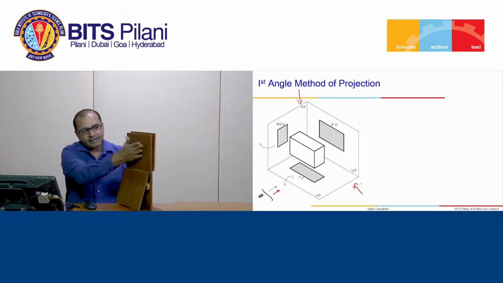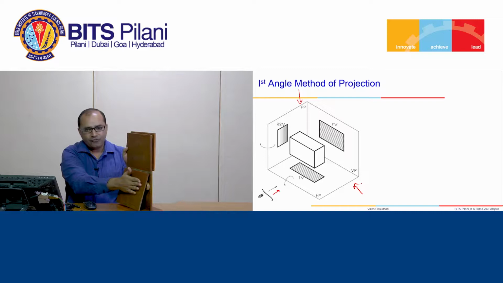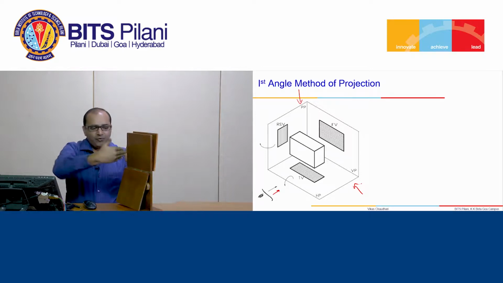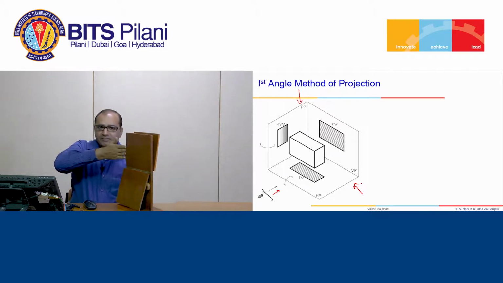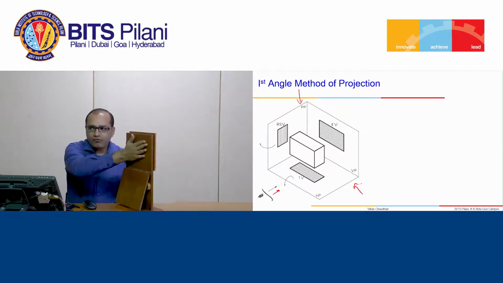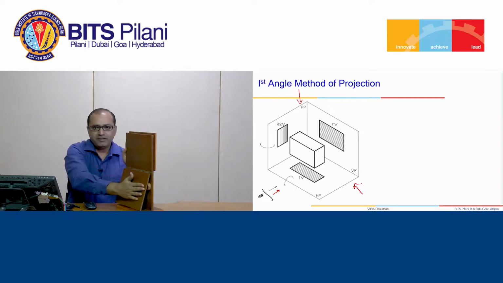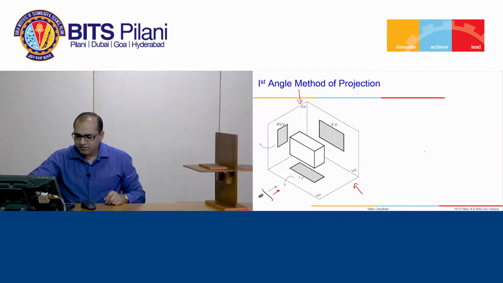So you will find here front view, top view, and profile plane was here, which will be rotated in this way. It was here and it will be rotated in this way. So front view you will get here, top view you will get here. So for this case, when you obtain the projections, horizontal plane will be rotated, profile plane will be rotated.